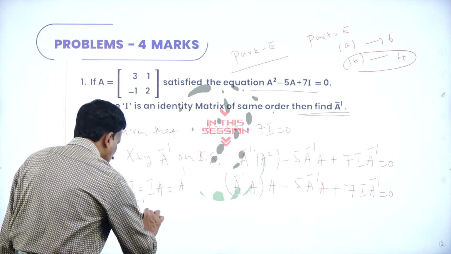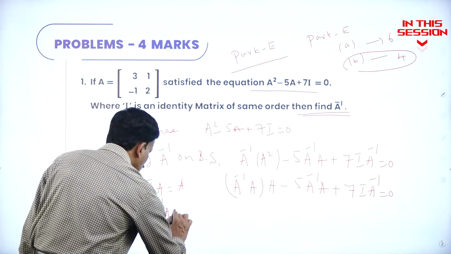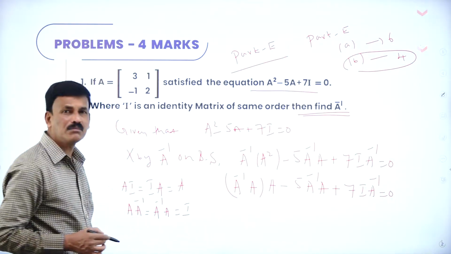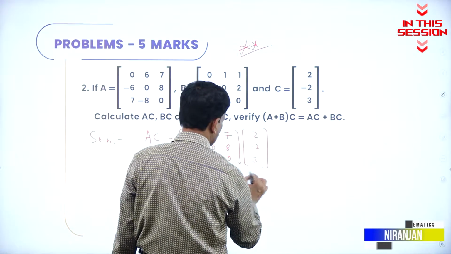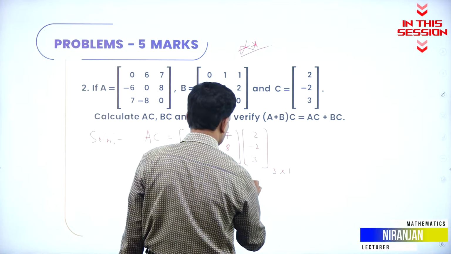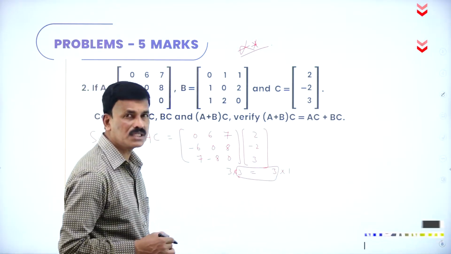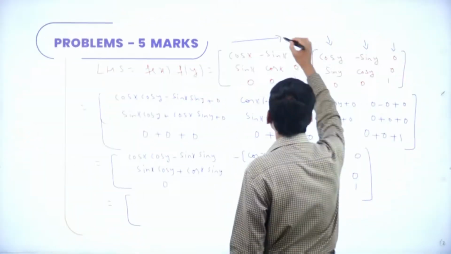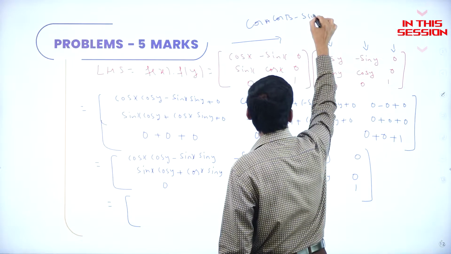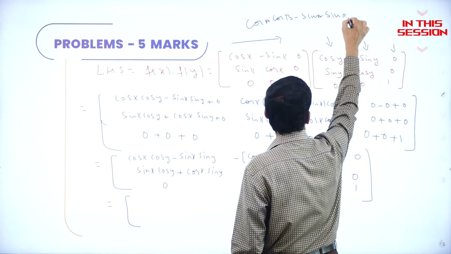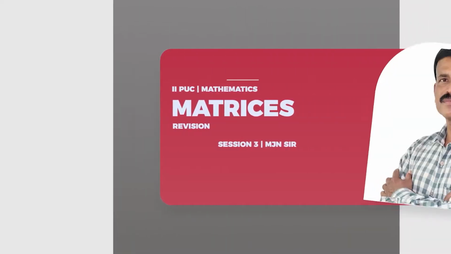A inverse into A, or A into A inverse, is also equal to an identity matrix. This is a very important concept. This is of order 3 rows, 3 columns. This is 3 rows, 1 column. So these two are compatible; we can multiply, and the matrix we are going to get is of order 3 into 1. What is cos A cos B minus sin A sin B? It is nothing but cos(A plus B).